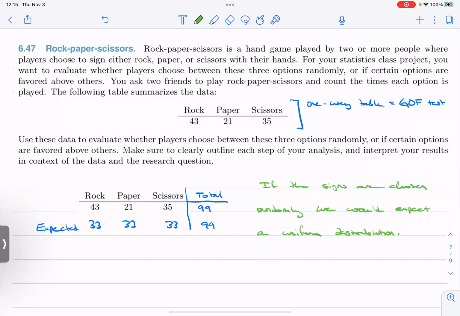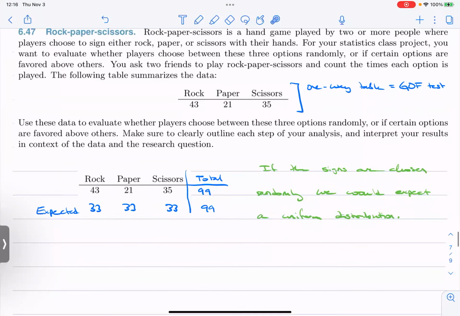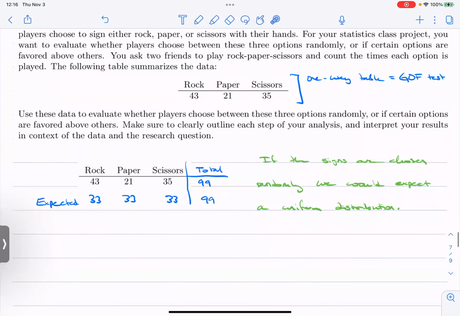Sometimes, or often, the goodness of fit test is used to check against other distributions. Does this follow a normal distribution? Does this follow a geometric? Does it follow a Poisson? Does it follow all these other distributions? That gets weird, and we're not going to do that. I max out at the uniform, which seems plenty.